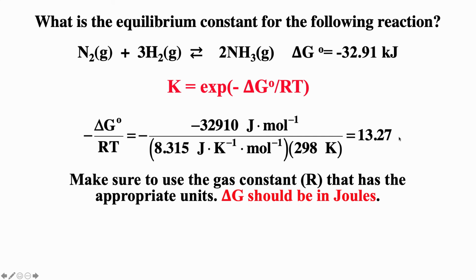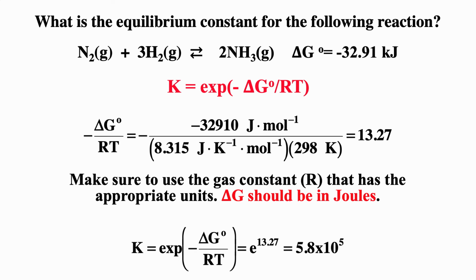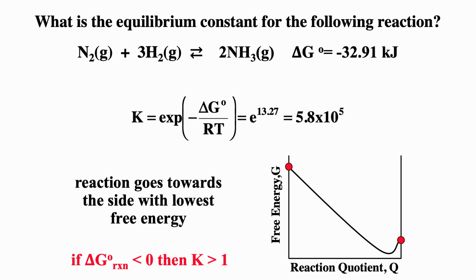Now, exponents always have to be unitless. We plug that, we take that to the power of e, and we get K is equal to 5.8 times 10 to the 5th. And so the more negative your delta G naught, the larger the K.